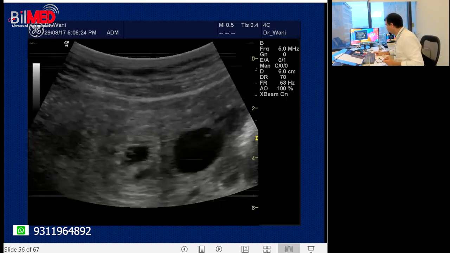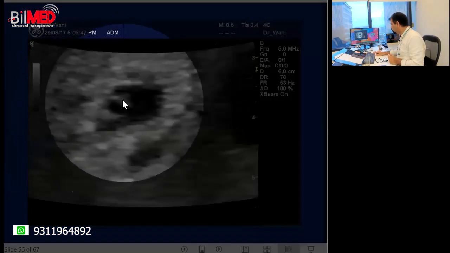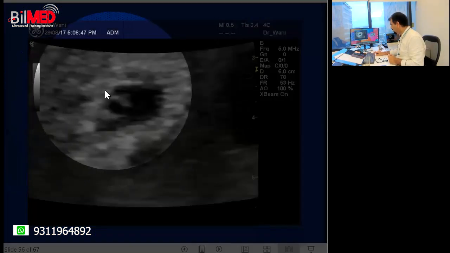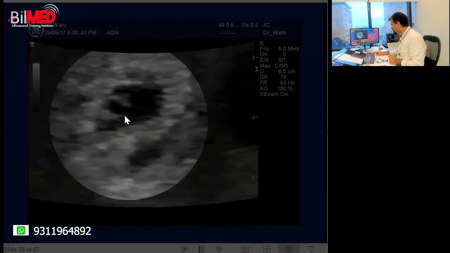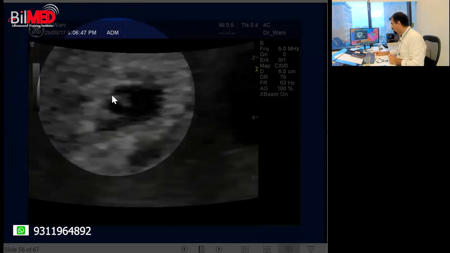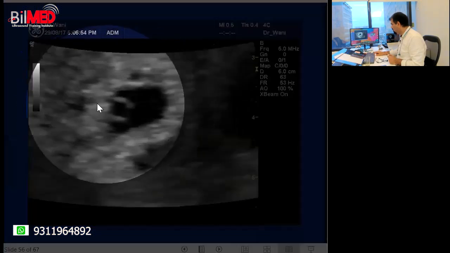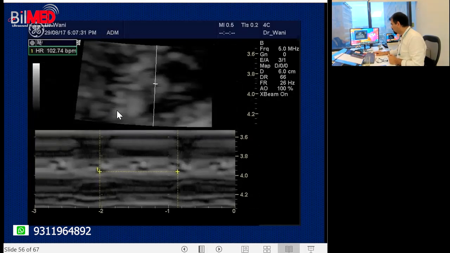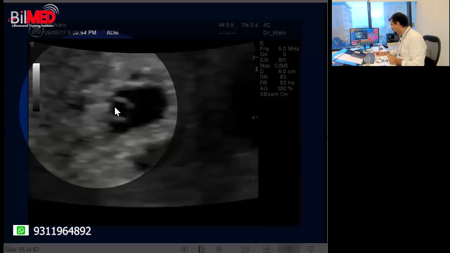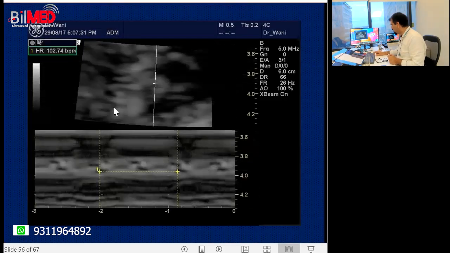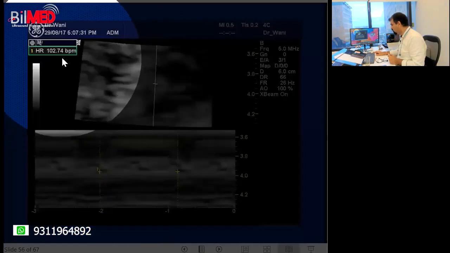So this way you have to see. I will go and see this cystic structure in detail. I am seeing a yolk sac over here. Oh my God, I'm even seeing something over here. So that is the fetal pole over here. Now see, the fetal pole is over here. And I got the cardiac pulsations from there also. And it was 102 beats per minute.